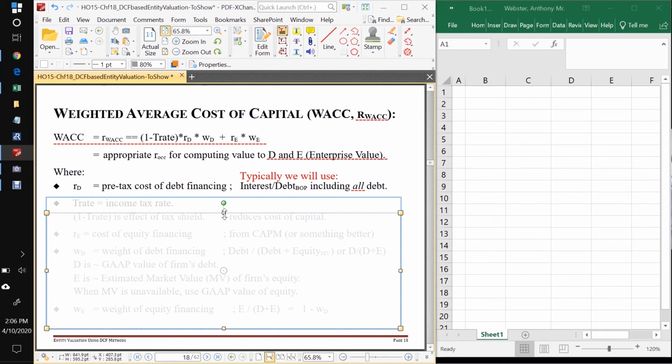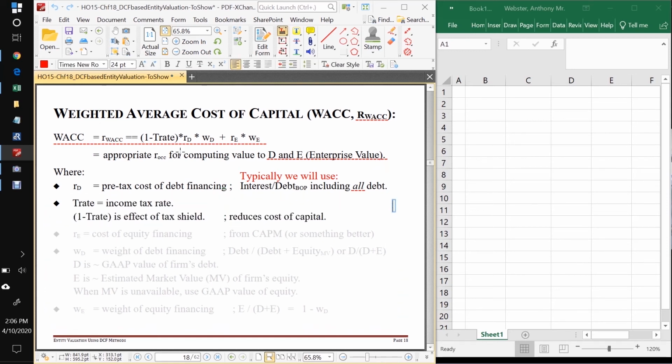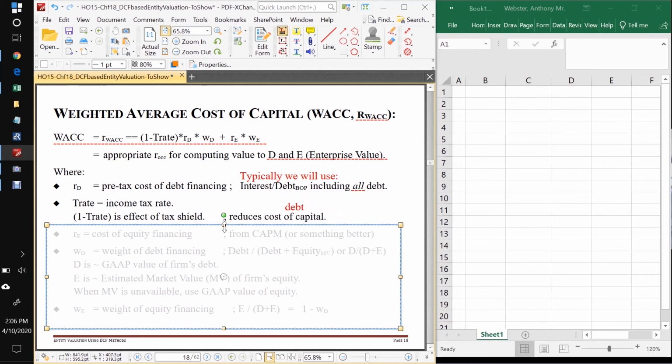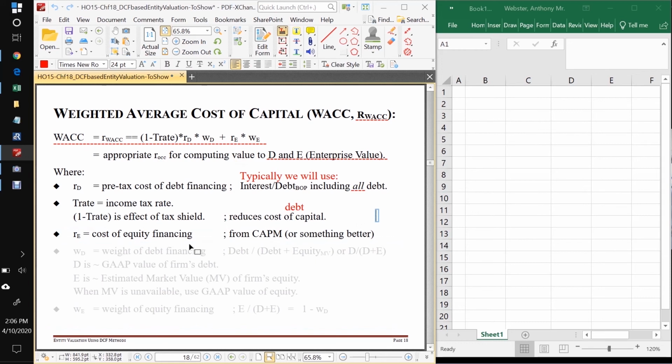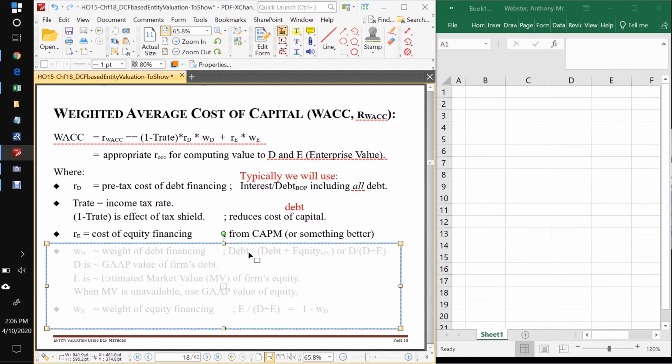Okay, so let's move on here. Tax rate in this equation is our income tax rate, and as we know, 1 minus the tax rate is the effect of the tax shield, and it reduces our cost of debt capital, which is going to reduce, as you can see, our weighted average cost of capital up there. Okay, and RE in this equation is exactly what it was on the previous page. It's our cost of equity financing, which we'll get from CAPM. Typically, we could get it from the Opportunity Investment Model. We could get it from a modified version of CAPM, etc.